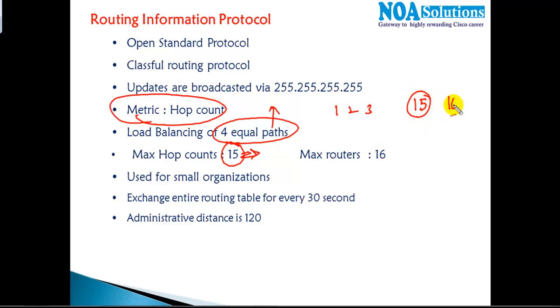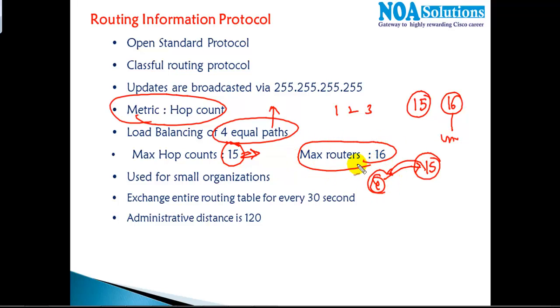So the 16th hop is unreachable here. The 16th hop will be unreachable. Including my router, I can go up to 15 routers, which means including my router it will be 16 routers. So if your network size is 16 or less than 16, RIP is more applicable. That is one of the major drawbacks with RIP. It's not applicable for big size networks. It's only applicable for small size networks.